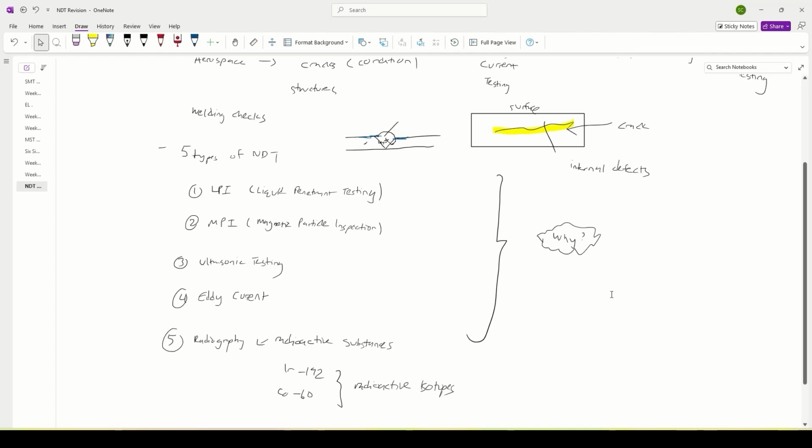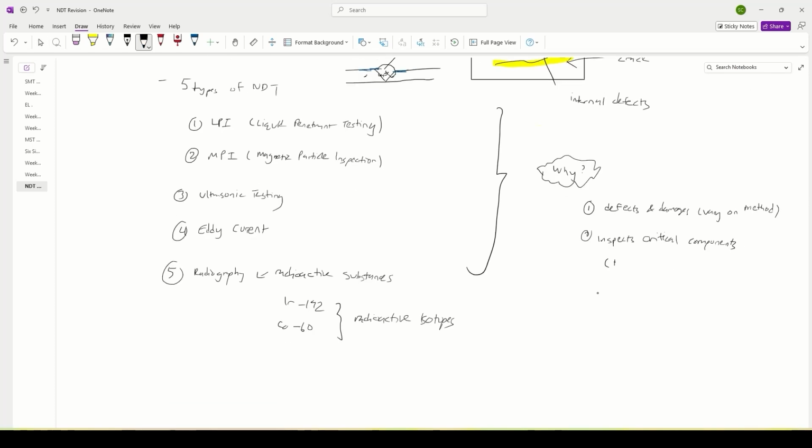Well, NDT is first off to detect defects and damages. But this can vary depending on the method. Second is to inspect components, which is critical because aerospace requires high standards of safety, and we cannot allow a component to fail in aerospace. So critical components can include the turbine, fan, compressor, etc., landing gear, even the fuselage section, because the fuselage is what holds the high pressure.